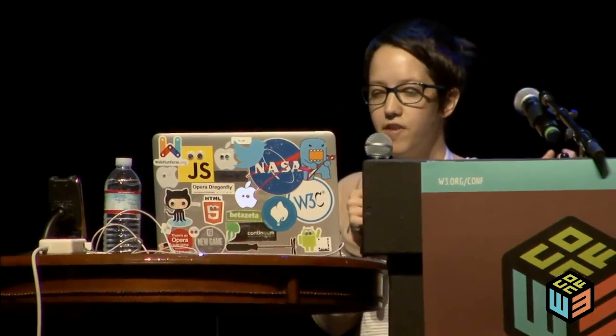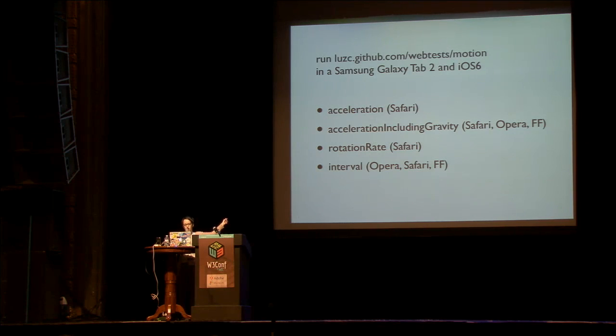And finally, interval is the interval in milliseconds at which these angles or these different magnitudes are being sampled from the hardware. So what I did again was I ran my motion test in my Samsung Galaxy Tab and iOS. But what I found, unlike the other case, is that there's no uniform support for any of this.